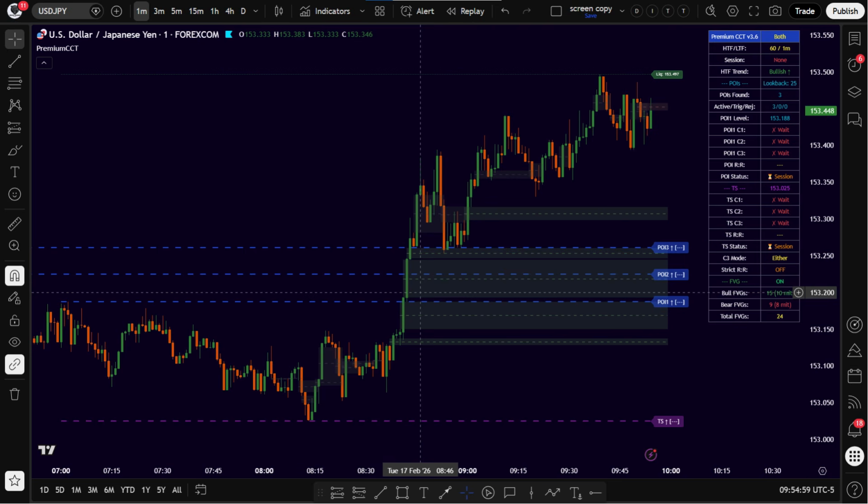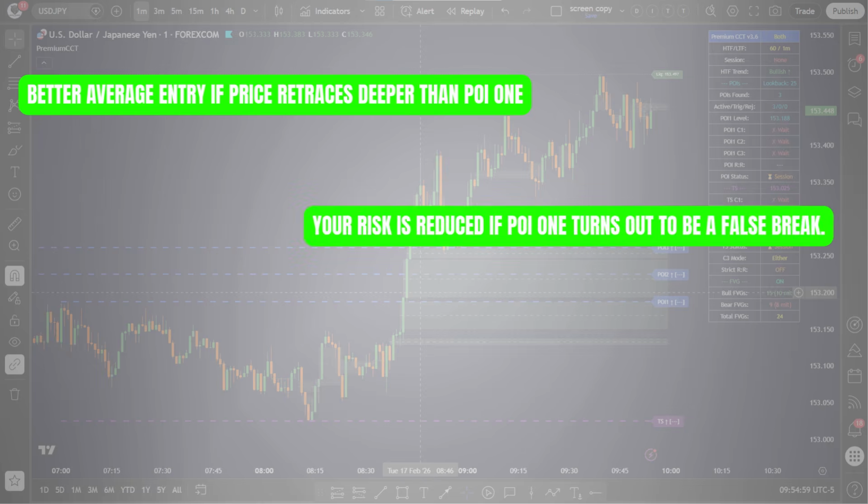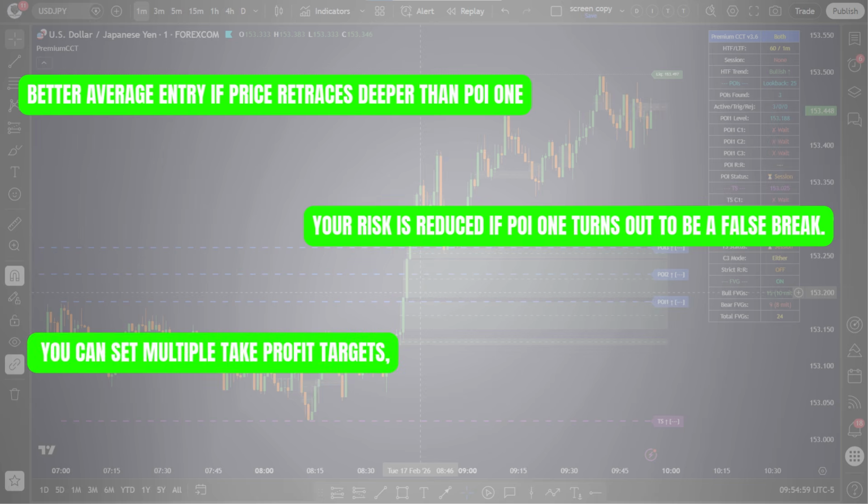The benefits of this approach are significant. You get a better average entry if price retraces deeper than POI 1. Your risk is reduced if POI 1 turns out to be a false break. And you can set multiple take-profit targets, taking partial profits at different levels.